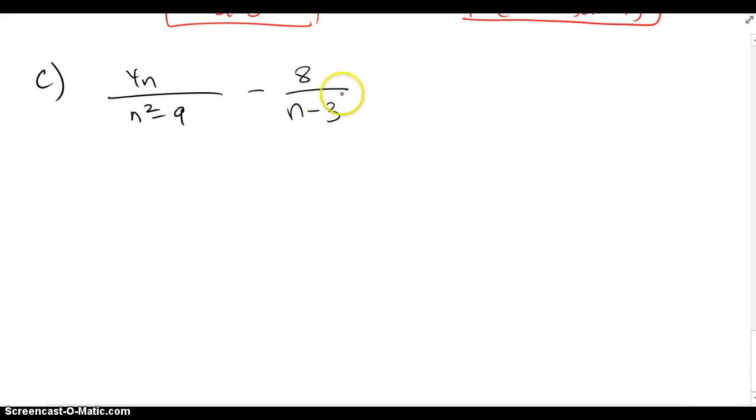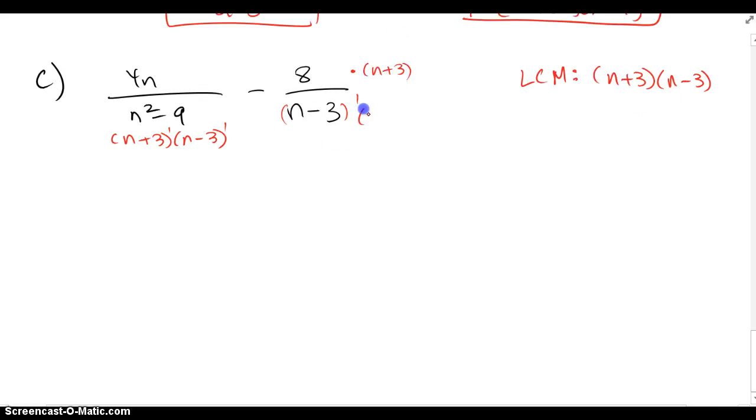Okay, let's subtract these two. I'm going to need to factor the denominators in order to get the LCM, and it looks like the LCM requires both factors. And since the exponents are 1, I don't need to get them squared, I just need one of each. This one is okay, it looks like the LCM. This one is missing the n plus 3 from top and bottom. And once I do that, I can have my check, and the same denominator.